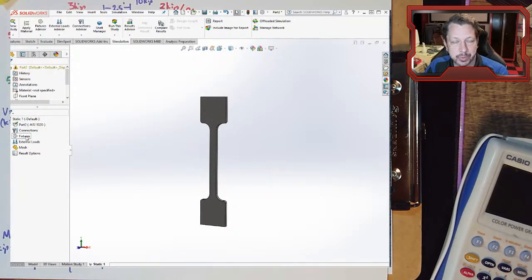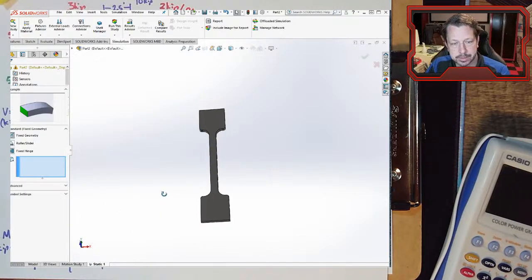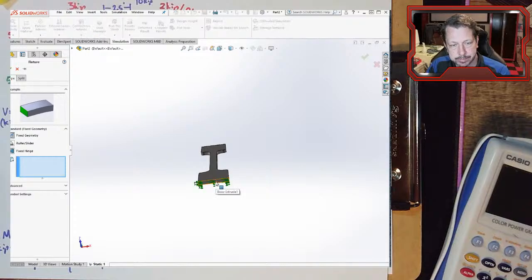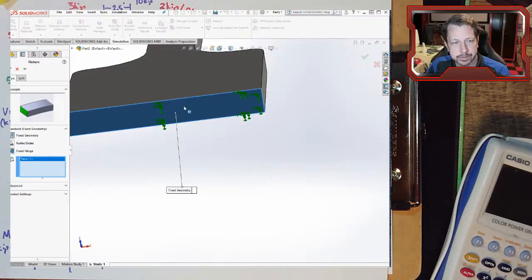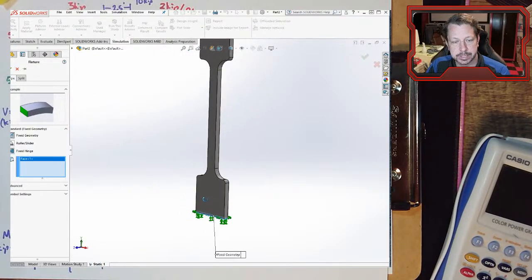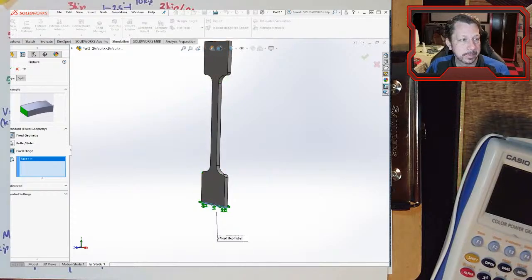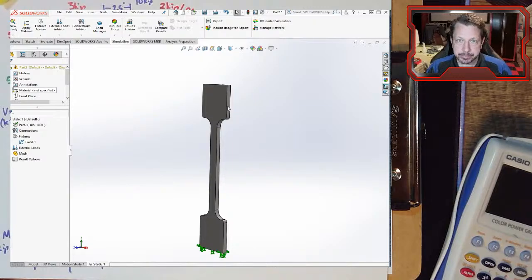Now we're going to fix one end of this. So I'm going to right click on fixtures, and I'm just going to make fixed geometry. And I'm just going to go in and say that this bottom surface, see these little green arrows? These little green arrows are saying that this bottom surface now is fixed as far as the simulation is concerned, so it doesn't move. And if this were our tensile test specimen, what we would actually do is we would clamp it in the machine, and the machine would start pulling it apart.